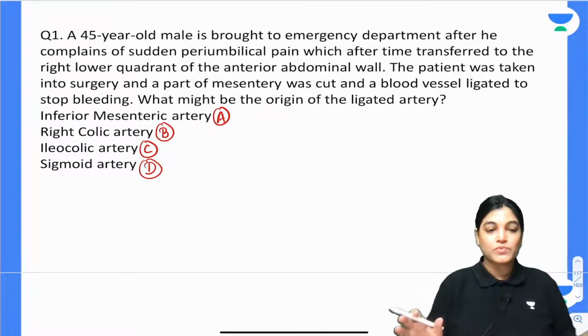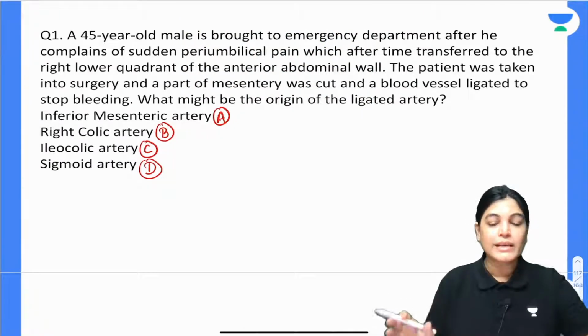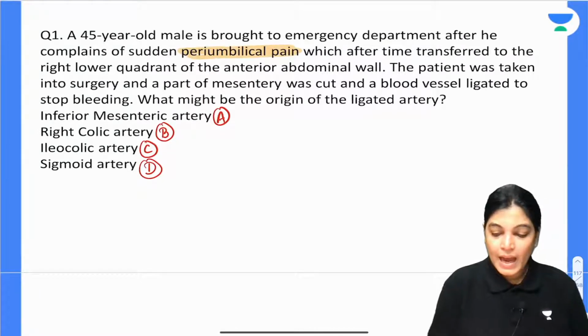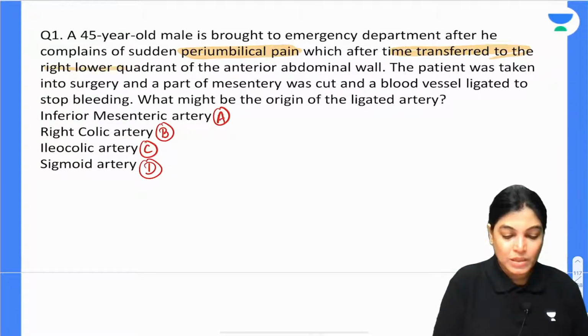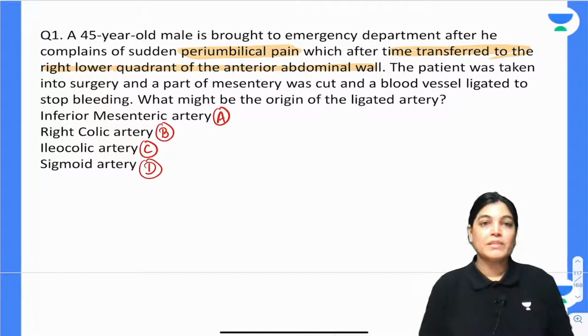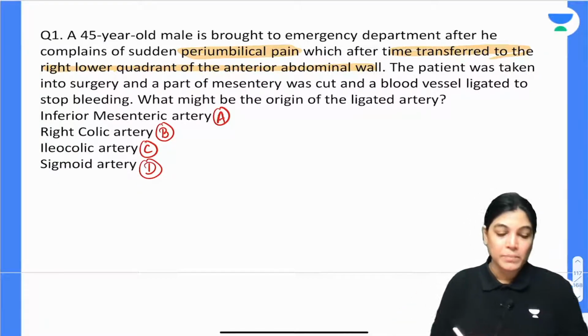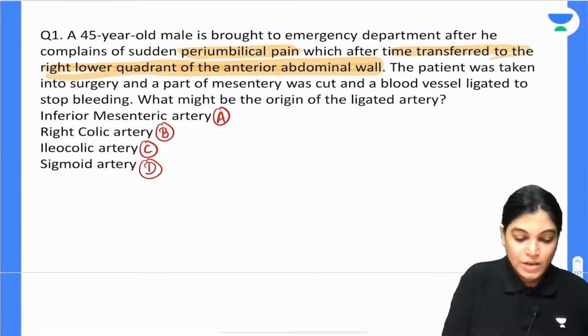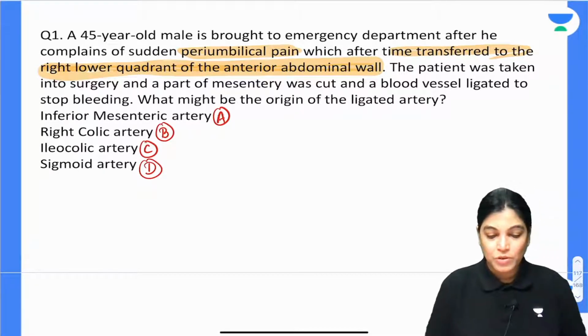So what are the keywords which will be taken into account? What are the keywords which you are not going to miss out? Periumbilical pain, and after some time the pain is radiating to the right lower quadrant of the anterior abdominal wall. Got it? Periumbilical pain is the presenting complaint, and after some time the pain is also radiating to the right lower quadrant of the anterior abdominal wall.